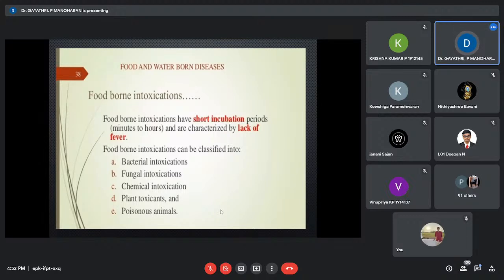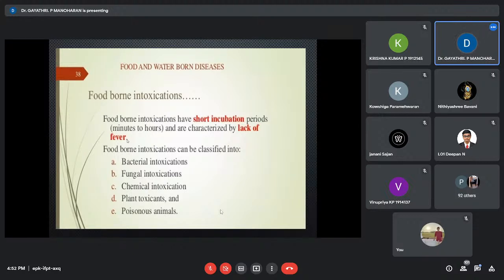Already நமக்கு நல்லா தெரியும், ஒரு ஆர்கானிசம் உள்ள போயிட்டு அது மல்டிப்ளை ஆகி வளர்ந்து ப்ரொடியூஸ் பண்றதை விட, அது ப்ரொடியூஸ் பண்ண டாக்ஸின்ஸ் ஸ்ட்ரெயிட்டா நம்ம எடுத்து சாப்பிட்டா எவ்வளவு சிவியரா இருக்குமோ அந்த அளவுக்கு சிவியரா இருக்கும். மினிட்ஸ் டு ஹவர்ஸ் இஸ் தி ஆன்செட் ஃபார் தி சைட் எஃபெக்ட் அண்ட் ஆர் கேரக்டரைஸ்டு பை லேக் ஆஃப் ஃபீவர். ஃபீவர் இருக்காது, பட் வாமிட்டிங்கும் டயேரியாவும் சிவியர் சைடு எஃபெக்ட் இருக்கும். ஸ்ட்ரோக் கூட வரதுக்கு வாய்ப்பு இருக்கு.